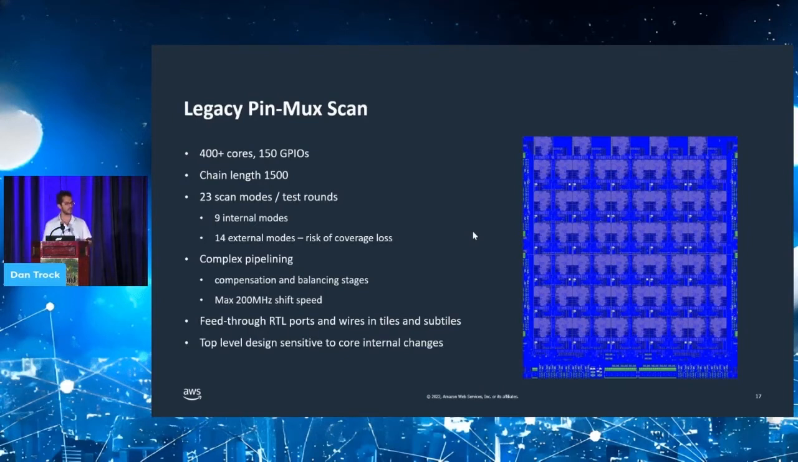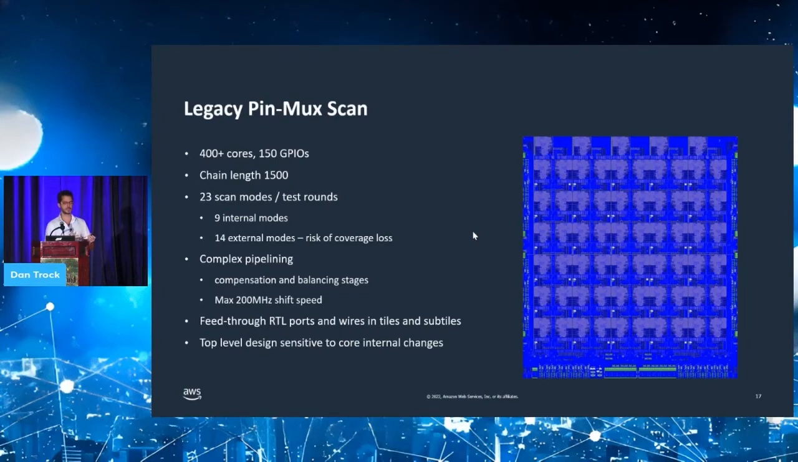Now, even after that, we would still have a large pin max, and we still have 23 different scan modes, or scan domains, test rounds, okay? So that would be 9 internal mode test rounds, and what's even worse, 14 external mode test rounds. So typically, external mode is something that you do on top of everything, and it's just a small pattern set that you create in one round and apply it.